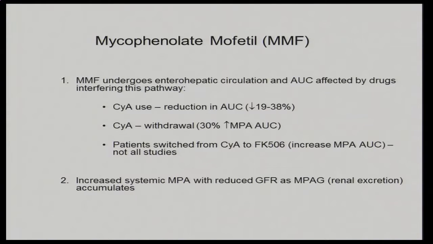And so when your GFR falls below 30, consideration needs to be given to dose reduction, although we don't always do that. But it is important to realise that your patient with renal failure and mycophenolic acid and mycophenolate is going to be increasingly immunosuppressed through higher levels of MPA.